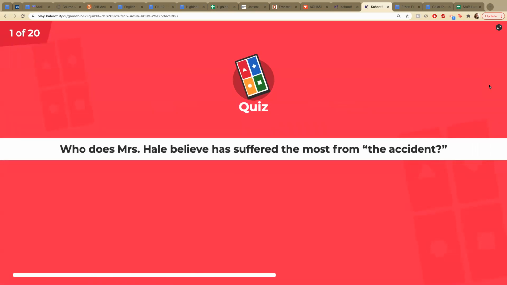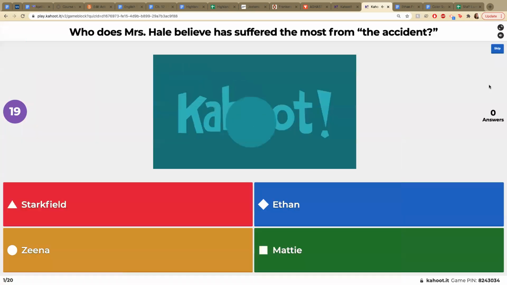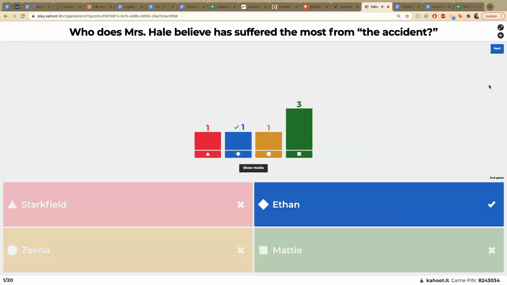Who does Mrs. Hale believe has suffered the most from the accident? Starkfield, Ethan, Xena, or Maddie? Ooh, only one person. Yeah, Ethan, because he started out miserable and he had a little bit of hope for a minute, but then he had it all taken away from him. So that's what Mrs. Hale says at the very end of the book.